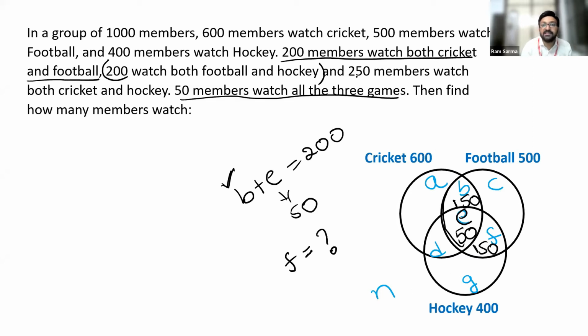Now, the next condition says that 250 members watch both cricket and hockey. So E plus D is equal to 250. I know that E is 50. So D should be 200. Wonderful.